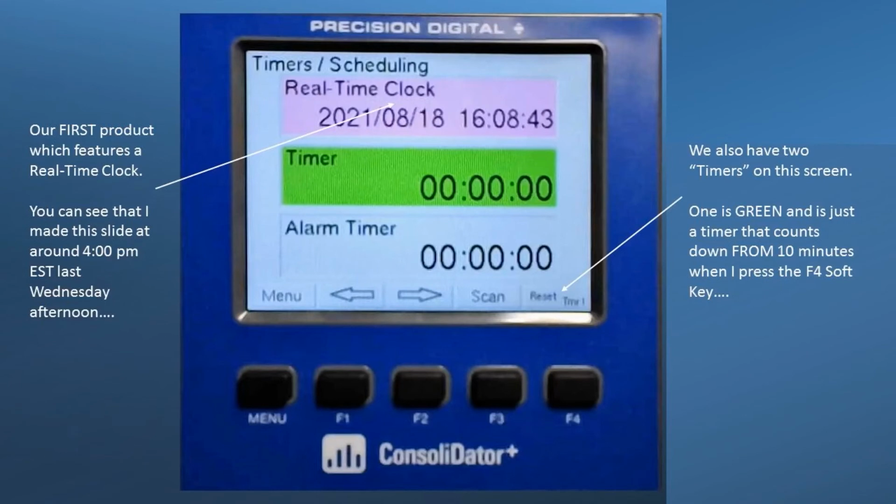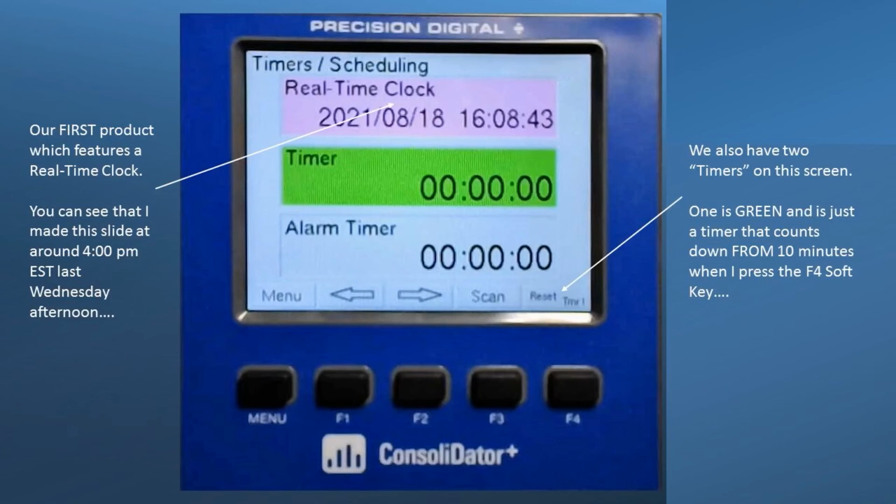So at the beginning of the class, I told you one of the things we're going to look at is timers and scheduling. And when I said scheduling, I literally meant scheduling. What we have here on this screen is a real time clock, and I have two timers. One's just timer, the other one's alarm. I'm going to explain what those mean in a minute.